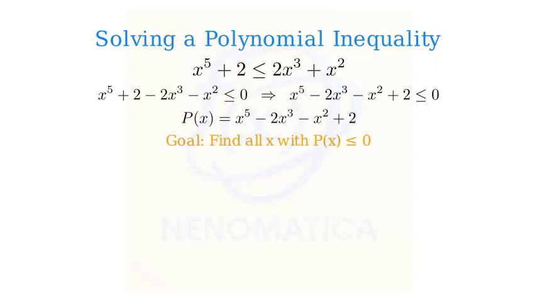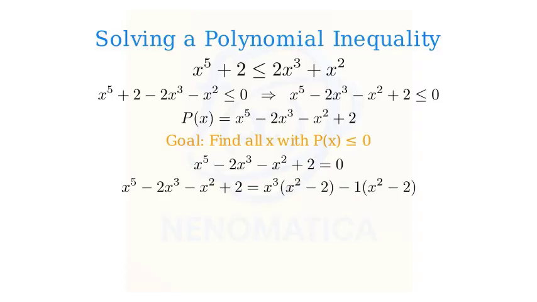Step 2. Factor by grouping. We set P of x equal to 0 and group the terms x to the 5th minus 2x cubed and minus x squared plus 2. Factor out x cubed from the first group and minus 1 from the second group. Now, a common factor emerges. Step 3. Factor the difference of cubes. X cubed minus 1 equals (x minus 1) times (x squared plus x plus 1).